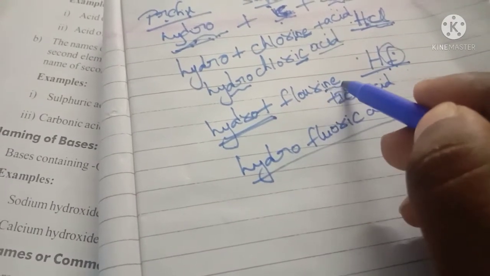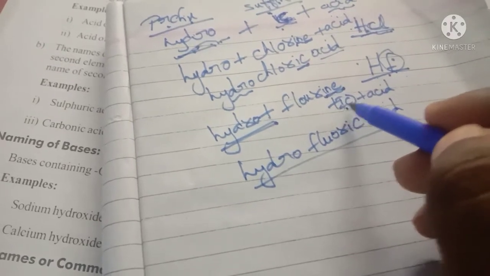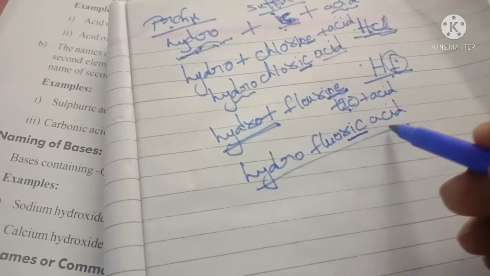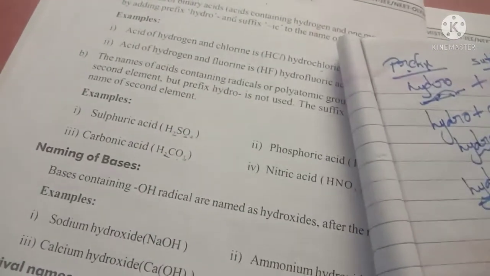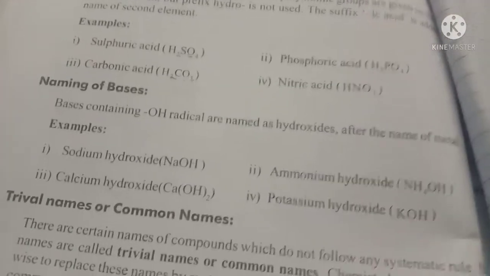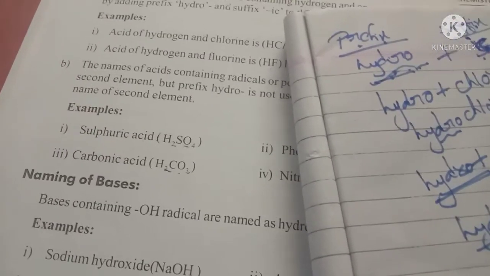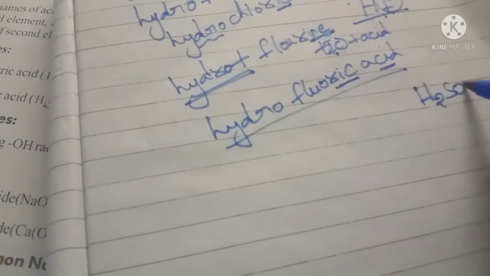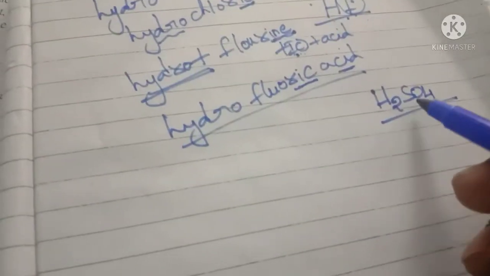So instead of ine, what are you doing? You are removing ine and adding suffix ic. So fluoric I wrote. At last acid. Understood, my dear children? Okay now. Now in the next example I gave you H2SO4.